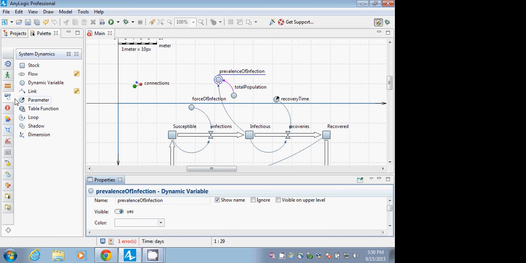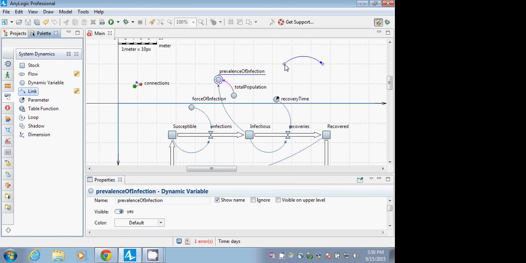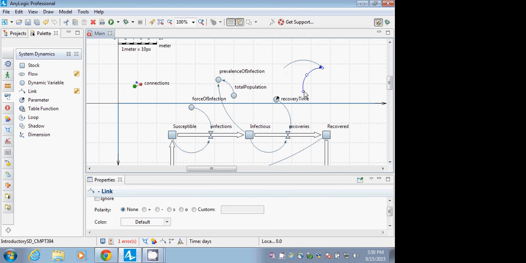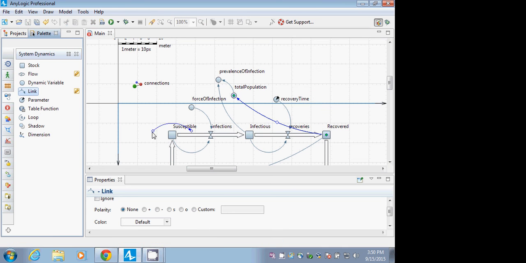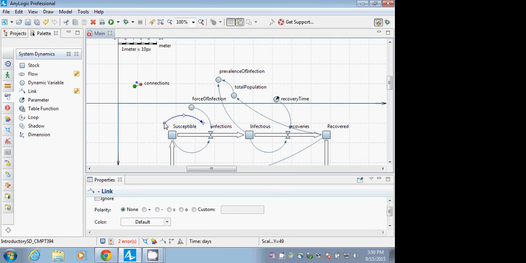And you're going to tell me the total population, what does it depend on? How would I compute the total population of the model? Sum of the state of the model. That's right, the state variables.